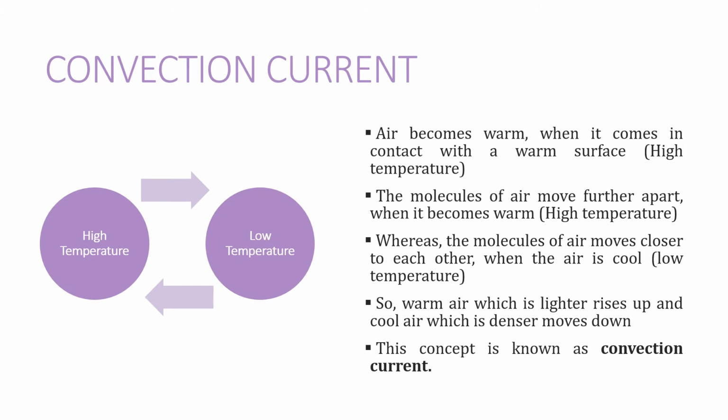Air becomes warm when it comes in contact with a warm surface. The molecules of air move further apart when it becomes warm, whereas the molecules of air move closer to each other when the air is cool. So, warm air, which is lighter, rises up, and cool air, which is denser, moves down. This concept is known as convection current.